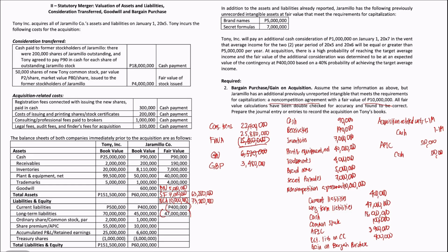The journal entries are exactly the same as the last scenario, but we have an additional intangible asset, which is the non-competition agreement, and instead of a debit to goodwill, we instead have a credit to gain on bargain purchase, 3,480,000.